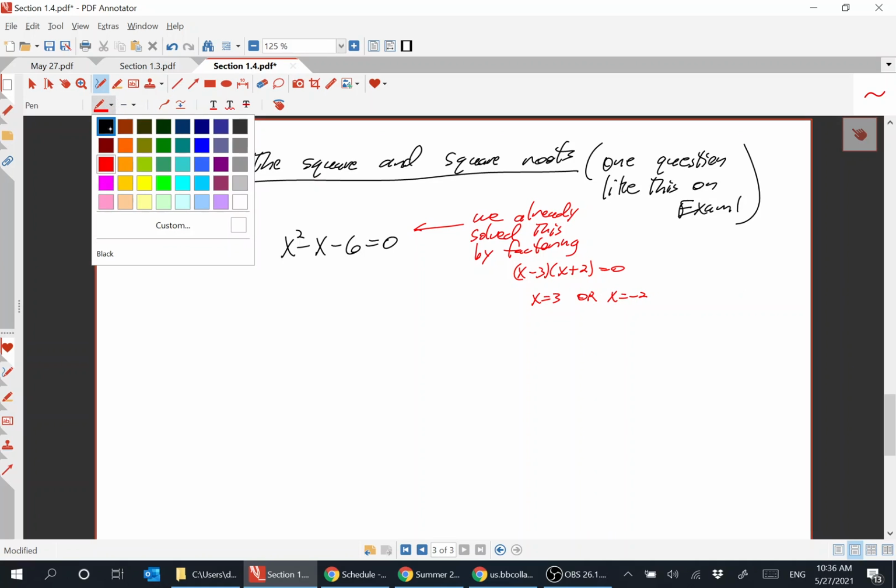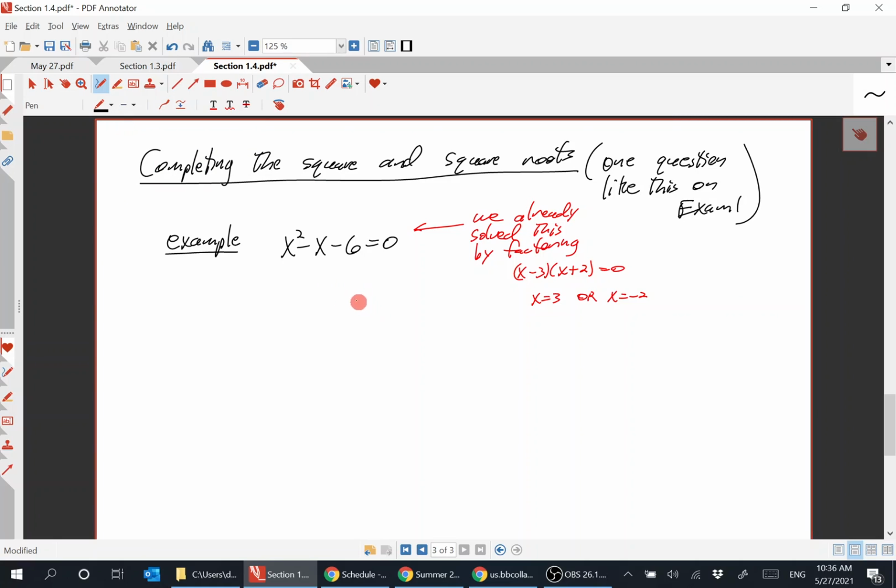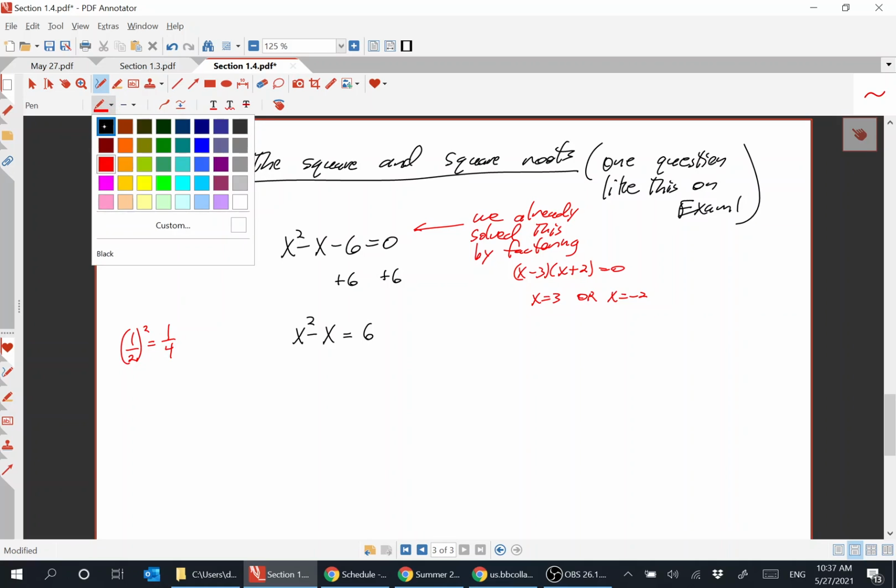But let's do it by completing the square. To complete the square, step 1, take that constant, push it over to the right. So I'm going to add 6 to both sides. Now I have x squared minus x equals 6. That's step 1. Step 2, complete the square. Take the coefficient of x, which is 1, divide it by 2, and square it, and you get 1/4.